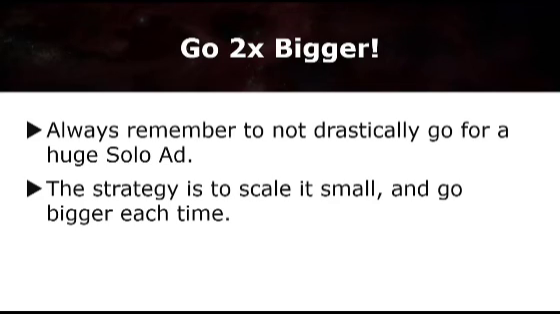After you've identified your target audience and you find a mailing list that works for you, remember to keep going 2 times bigger than your previous round. For instance, if you purchase 50 subscribers on a list and it works for you, continue with 100 subscribers the next round. Continue to do the same each round until you've accumulated your ideal list for your advertisements. Always remember to not drastically go for a huge solo ad to minimize risk and maximize your return. The strategy is to scale it small and go bigger each time. This way you don't waste your resources on gaining unwanted subscribers. Not all the people on the list will respond to your offer.